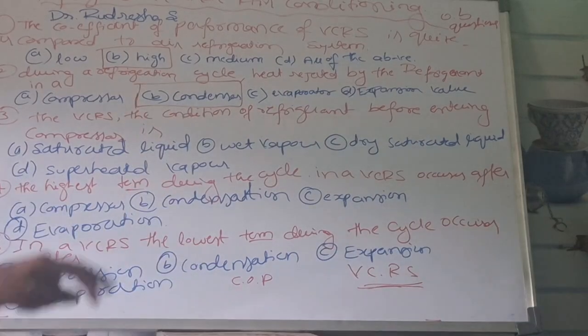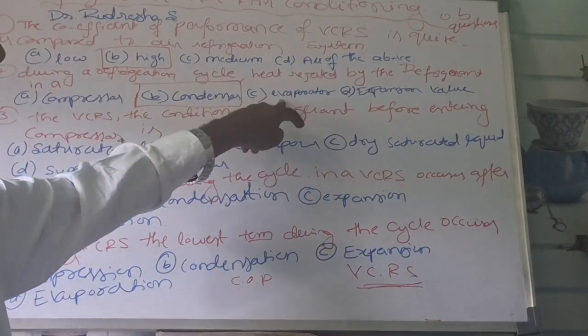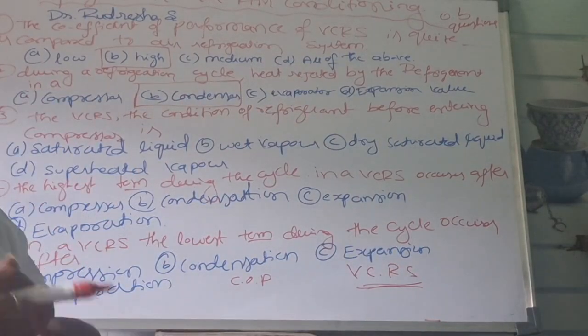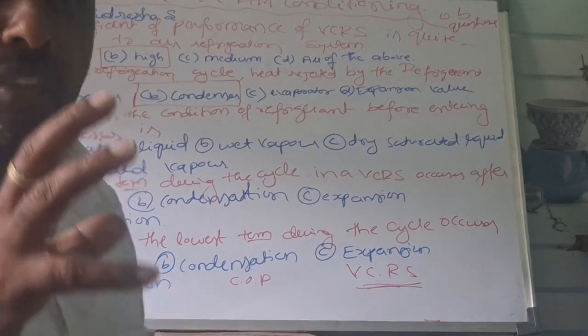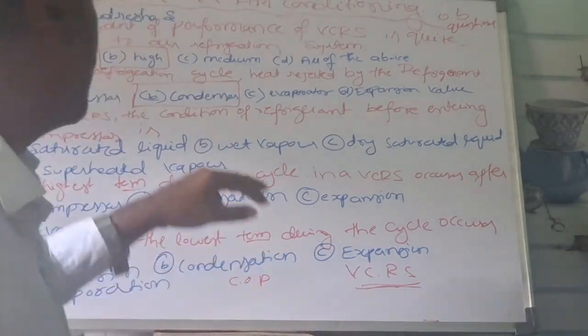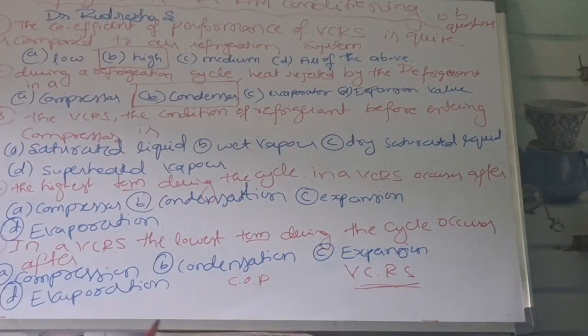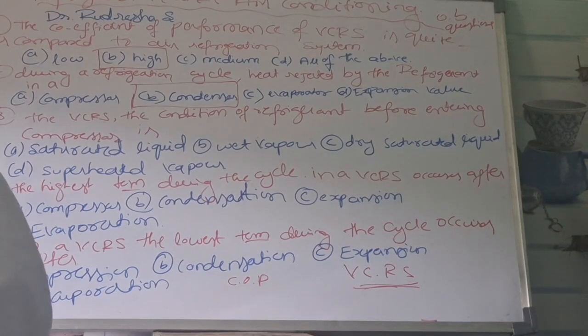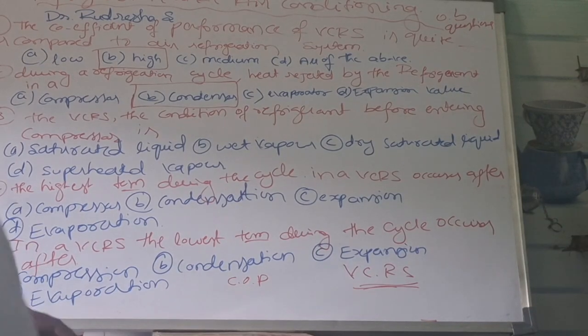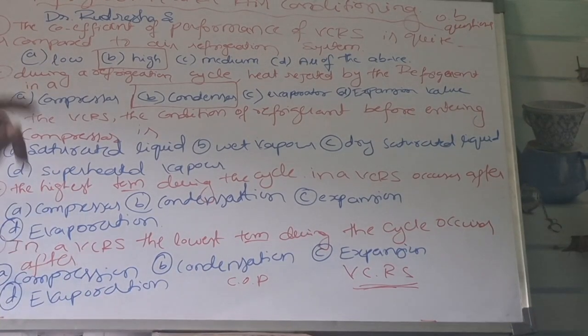Heat will be rejected from the condenser, and in the evaporator heat will be absorbed. Whatever heat is there in your things, that heat will be absorbed in the evaporator, and then comes the expansion device. See here, the answer to the second one is the condenser.